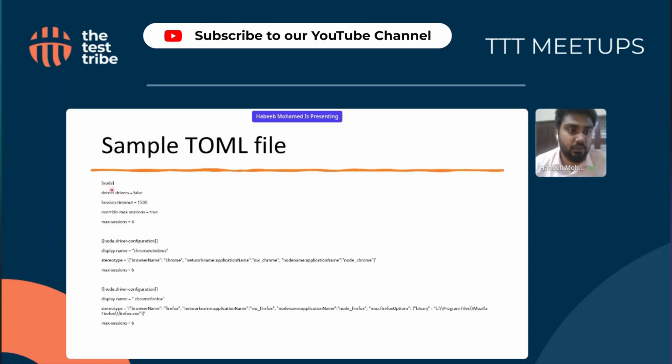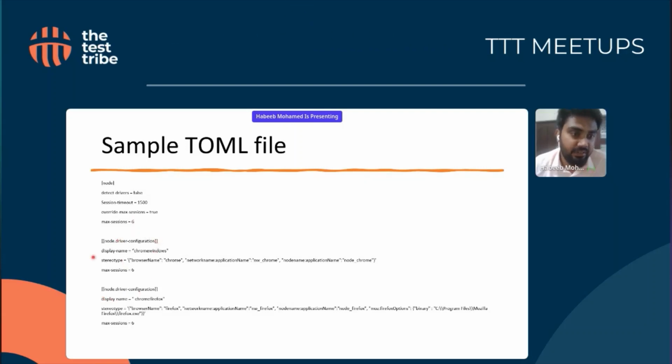So the first one is a node, and there will be two sets. One is a node, and the second is a node driver configuration. This node configuration is for the machine level configuration, and this node driver configuration is for the driver level configurations. So detect driver equal to false means, as I have shown in the earlier slide, when we try to start the node, it will try to detect all the possible drivers available, and it will associate all the browser sessions.